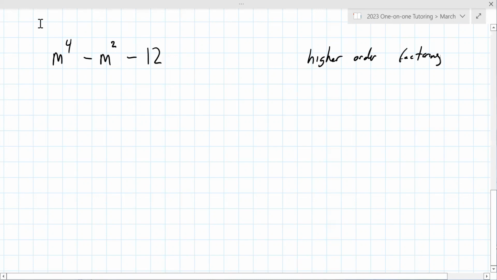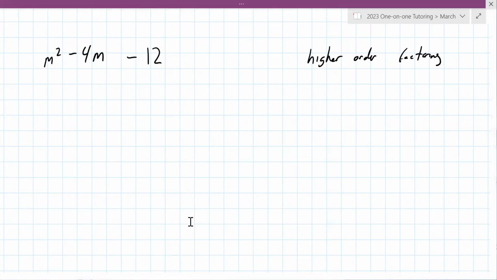So let's do another problem. m squared minus 4m minus 12, like this. So it's odd that the 4 is here. Usually it would be the bigger number, 4m. Okay, and then m squared like this. So this is considered higher order factoring. I'm sorry, I know it's my mistake, but it would be m squared minus 4m. I know it's my bad. It's okay.